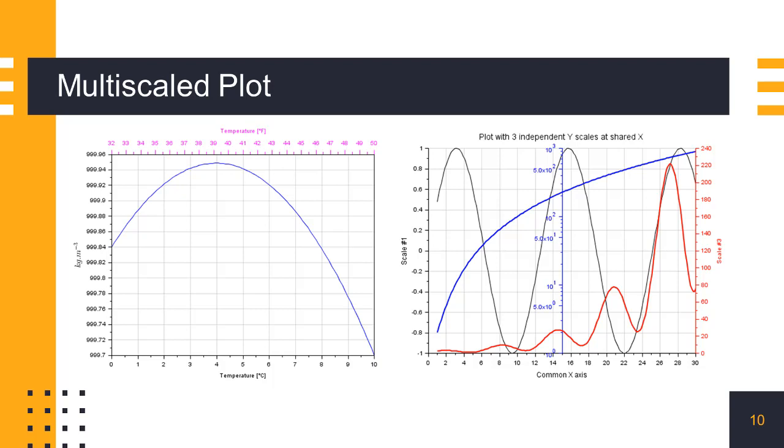Multiscaled plots are used when we want to plot several curves with different scales on the same plot. In these plots, any one of the axes is common for all curves.